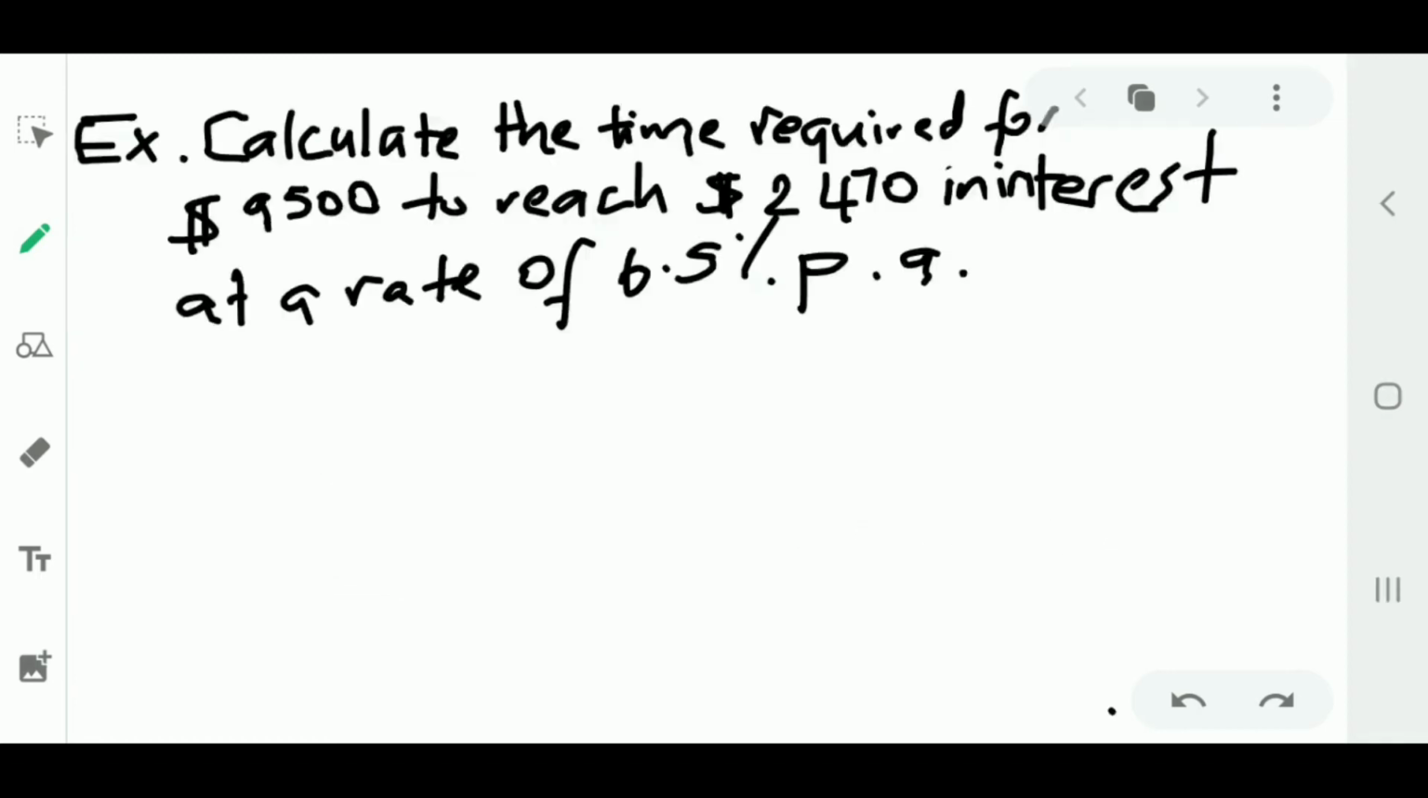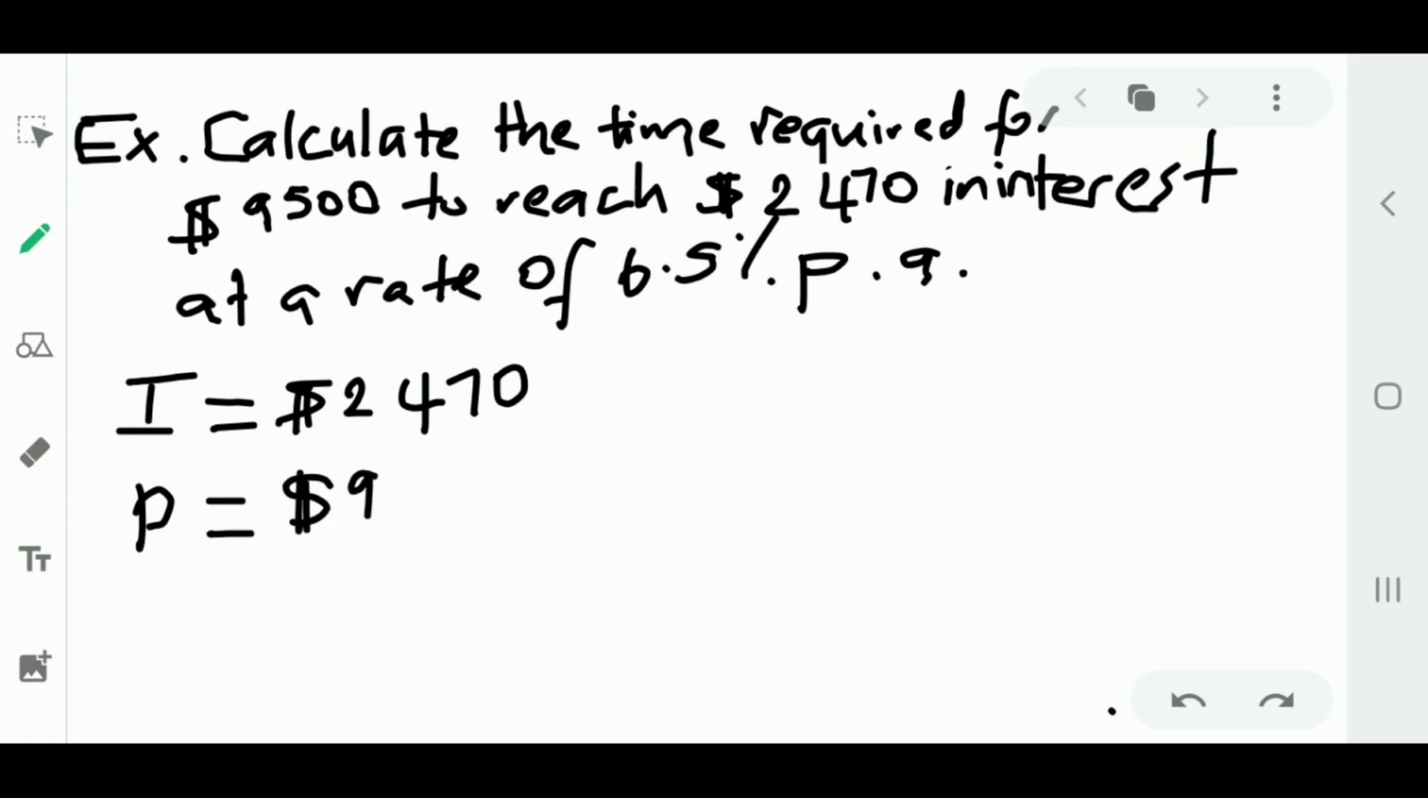Okay, so this example says to calculate the time required for $9,500 to reach $2,470 in interest at a rate of 6.5% per annum. So I is equal to 2,470, P is equal to 9,500, R is equal to 6.5, and we don't know what T is.